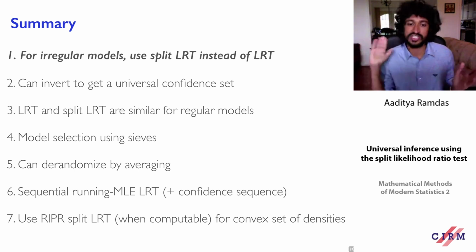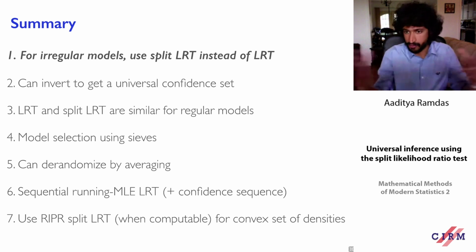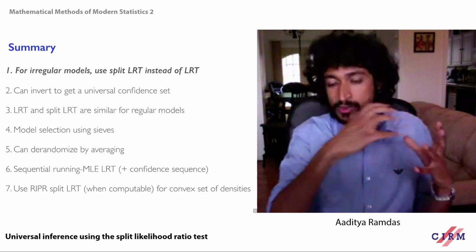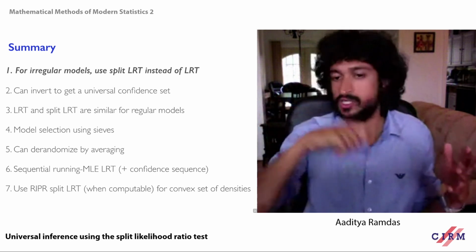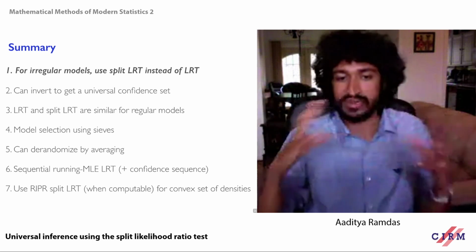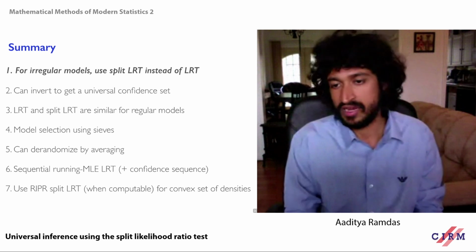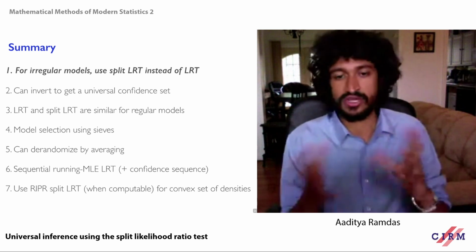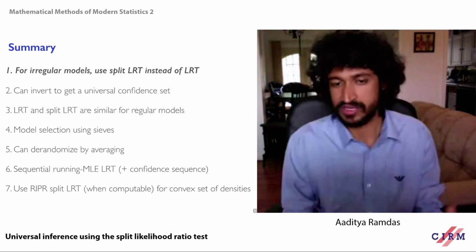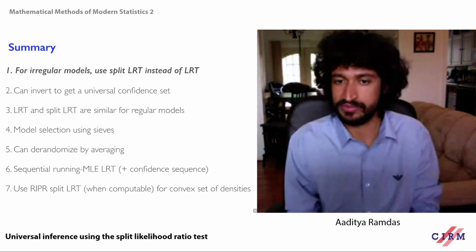You can run this sequentially to do a sequential test of complex composite non-parametric nulls. You can compute confidence sequences. So, for example, you can compute a sequence of confidence sets that contains the true log concave density simultaneously over time, and you get validity without assumptions. And if you have a convex set of densities, you can use this variant called the Ripper split LRT when it's computable. And there are all of these other extensions that I described on the previous slide.